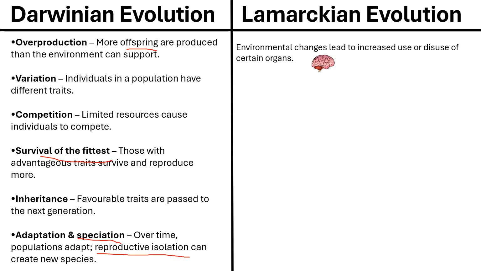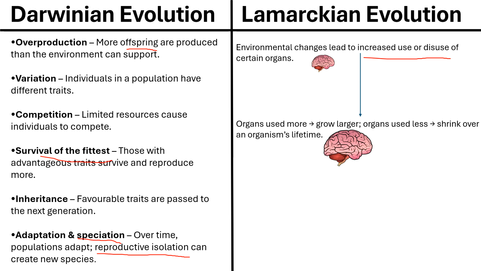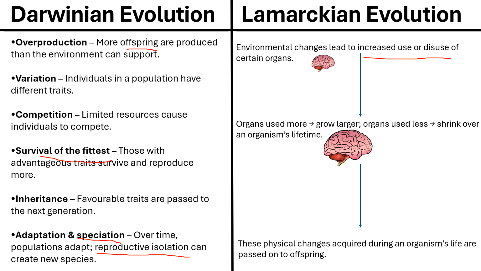Then Lamarckian evolution is when there's the increased use or disuse of a certain organ, and this leads to the change in size of such organ, and hence the passing on of this trait onto offspring.